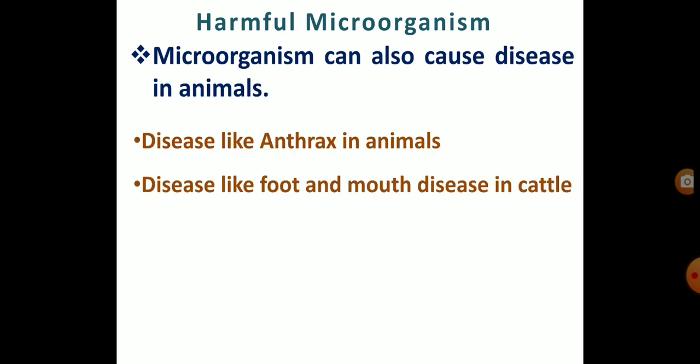Microorganisms can also cause disease in animals. Diseases like anthrax in animals, and foot and mouth disease in cattle. Anthrax is a disease that affects humans and cattle. It is caused by bacteria. Foot and mouth disease is in cattle. It is caused by a virus.